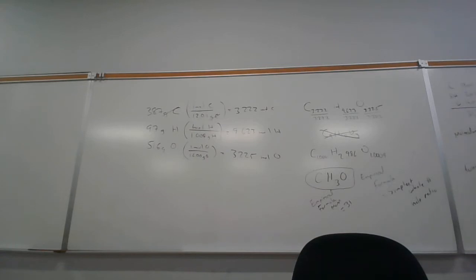If I weigh this, this should weigh 62. So 2 times 12 is 24, plus 6 is 30, plus 32, which is 16 times 2, is going to be 62. And so this unit weighs 62, which matches. So this would be the molecular formula.